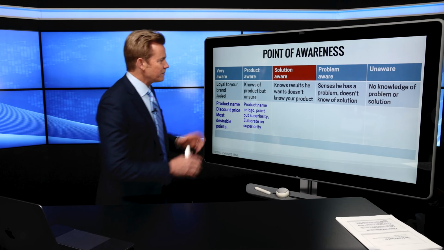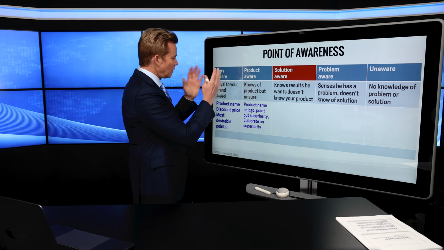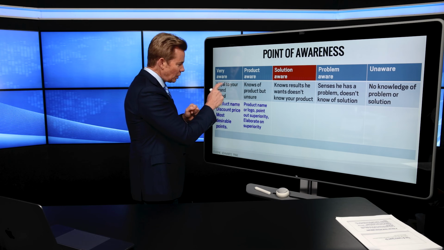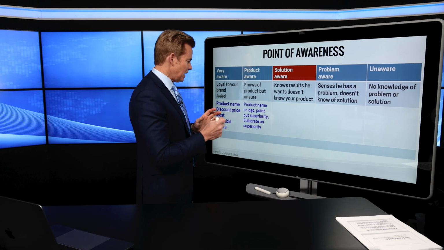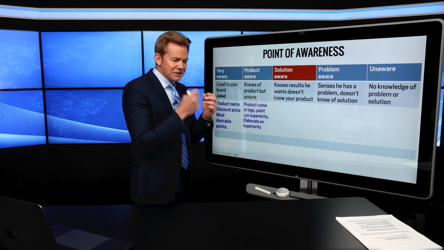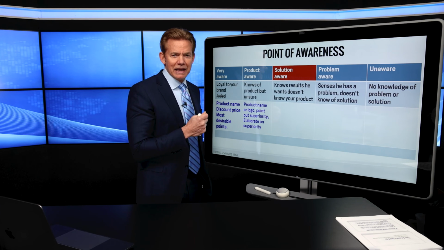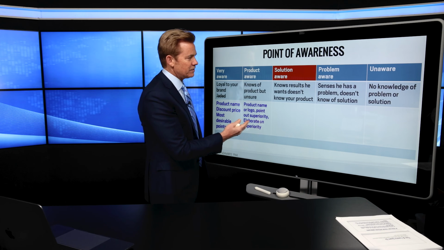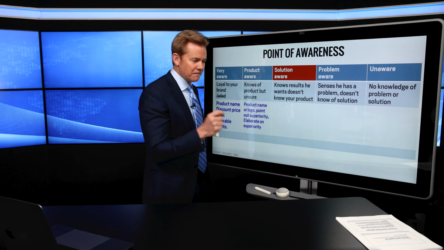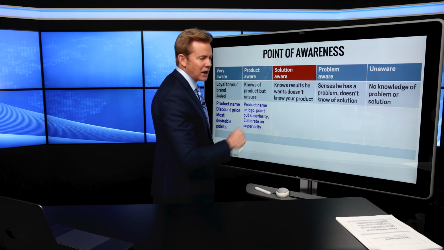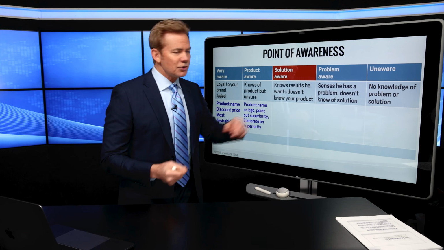All right, so we've been talking about the prospect's point of awareness. Our first one was very aware, and they're loyal to the brand, so you have to do very little when you write your headlines and the body and the image and stuff like that. The product aware is just a little bit backed off from it. They're not quite sure yet, so you just need to add a little something else. And then your solution aware knows the results he, or she, wants, but doesn't know your product. All right? Doesn't know your product, but they know the results they want.